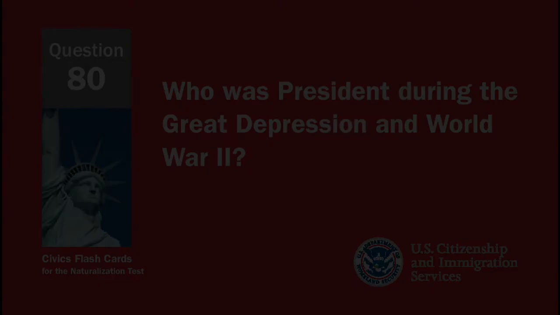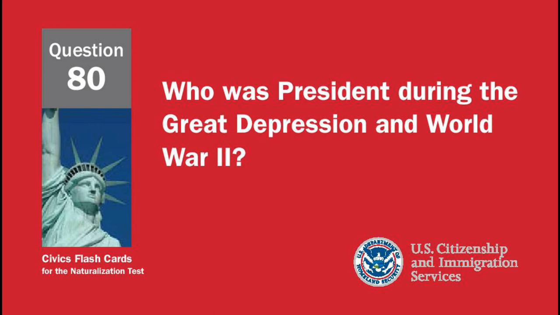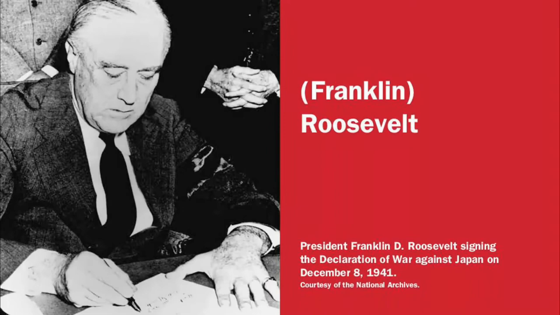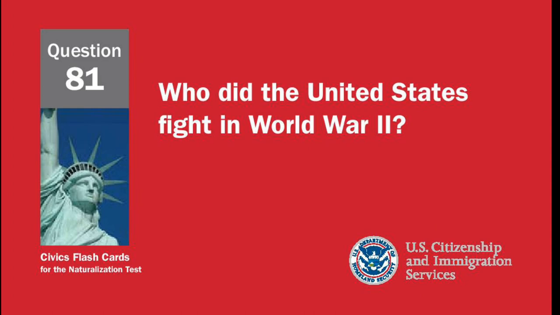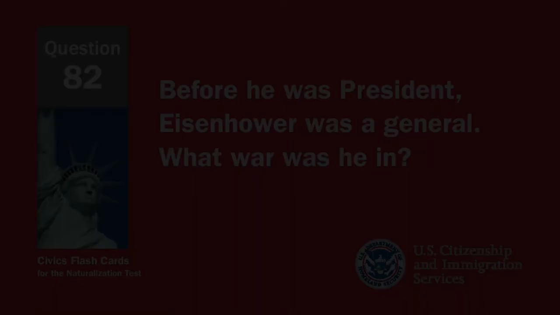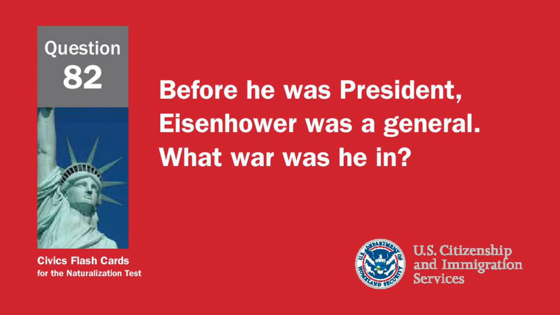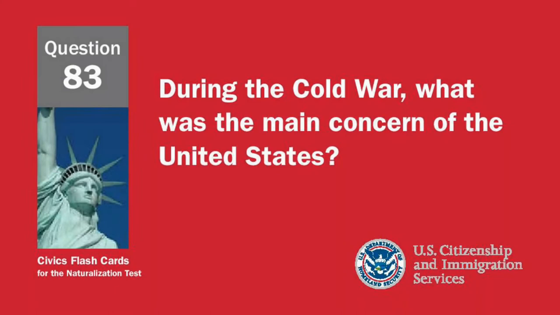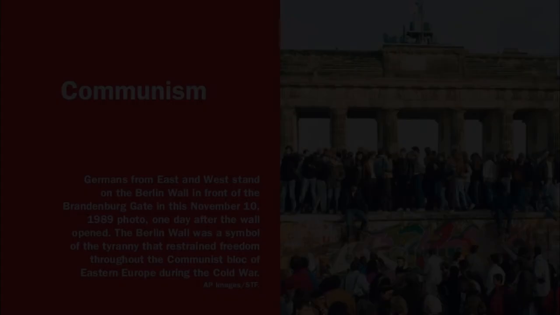Who was president during the Great Depression and World War II? Franklin Roosevelt. Who did the United States fight in World War II? Japan, Germany, and Italy. Before he was president, Eisenhower was a general. What war was he in? World War II. During the Cold War, what was the main concern of the United States? Communism.